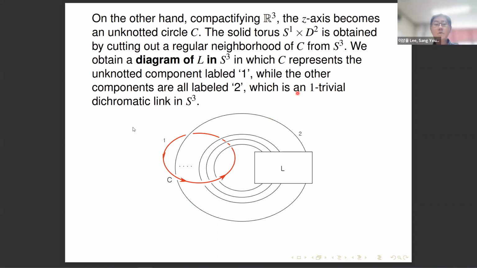So this gives a one trivial dichromatic link diagram in S3. Is it okay? Yes, everything okay. Please continue.